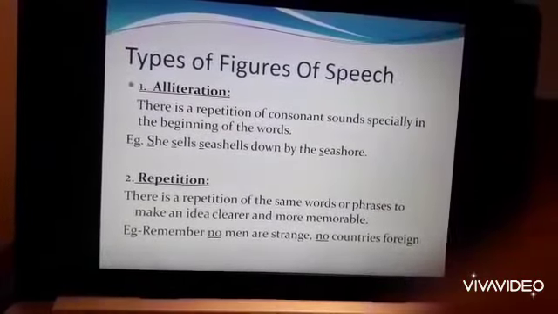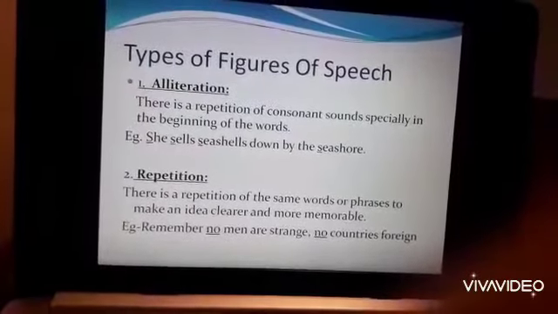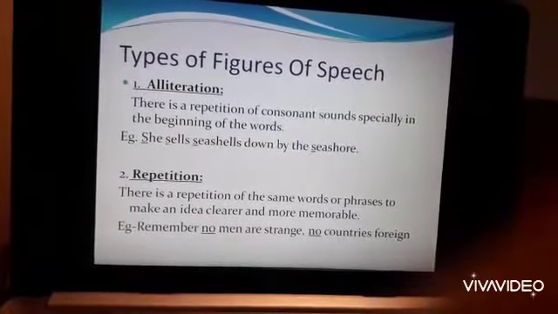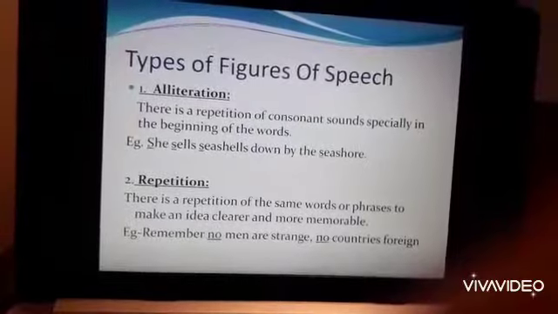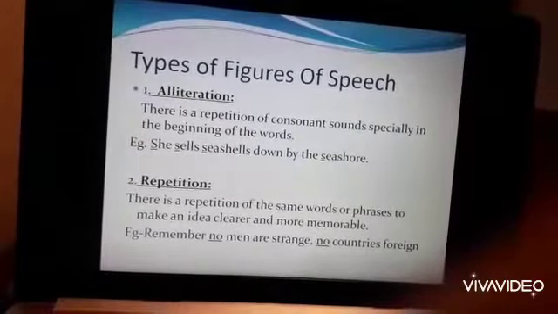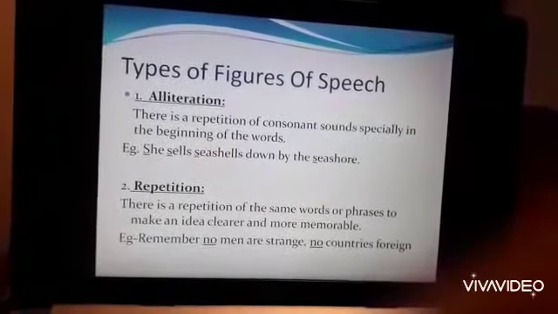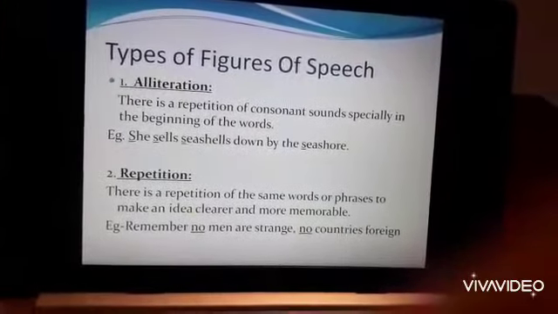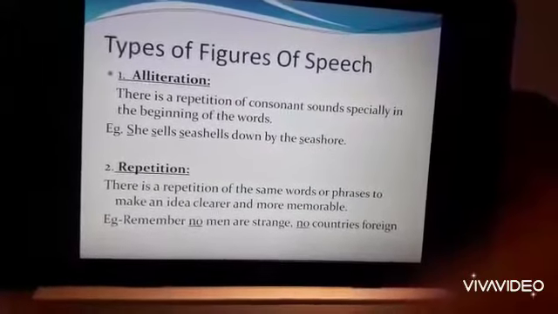Again I am repeating the sentence: she sells seashells down by the seashore. Now while reading the sentence, you might be aware of one sound which is repeated in the sentence, that is S sound. Now let me check whether S is a consonant sound. So yes, it's a consonant. So S sound is repeated here in the sentence, so we can call it alliteration. So in alliteration figures of speech, we are going to find the consonant sounds which are repeated, and they are also found in the beginning of the words.